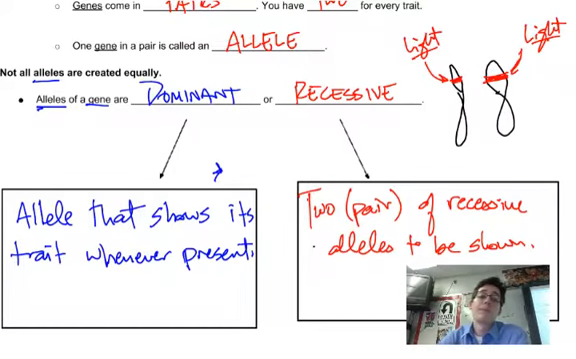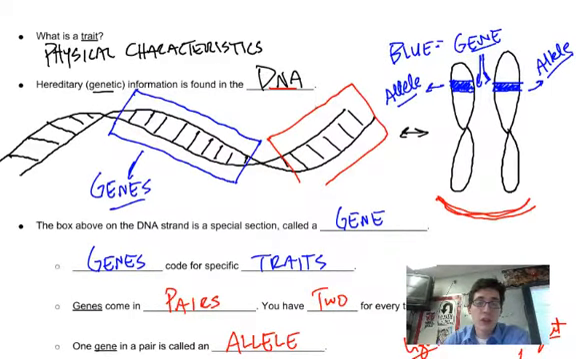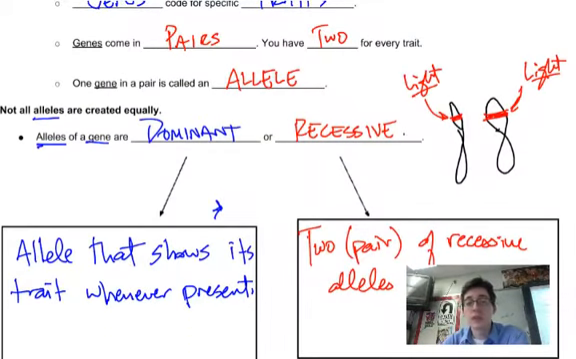So again, we've got a lot of vocab in here. Let me scroll up for you. So we're looking at DNA. Again, it's the hereditary information. Genes code for traits, and you have two alleles per gene. Okay, so again, DNA has genes, and there are two alleles per gene, and those alleles can be either dominant or recessive.